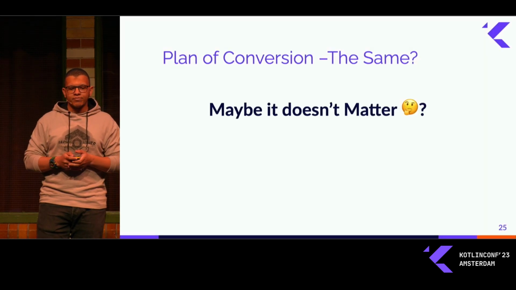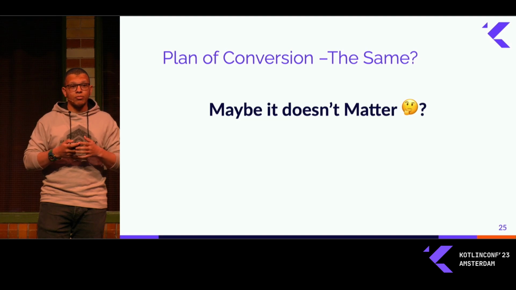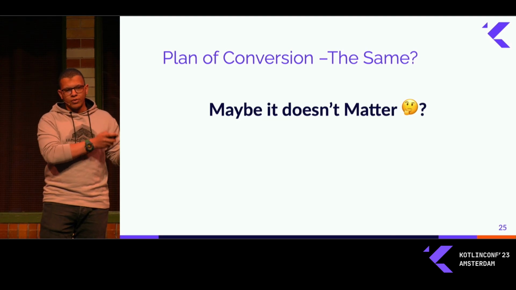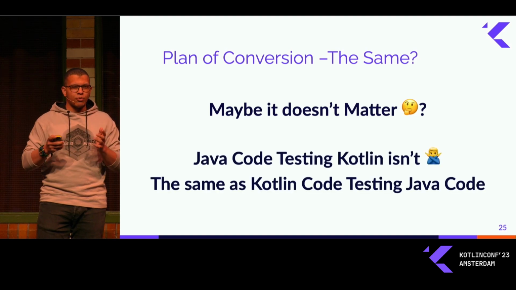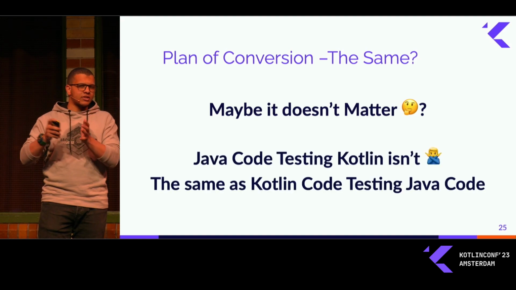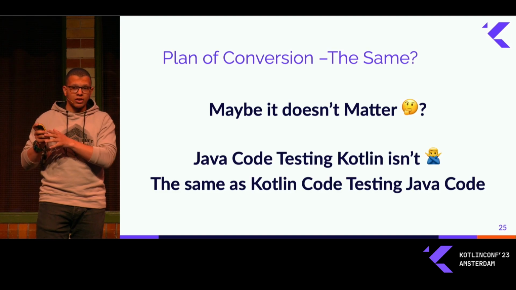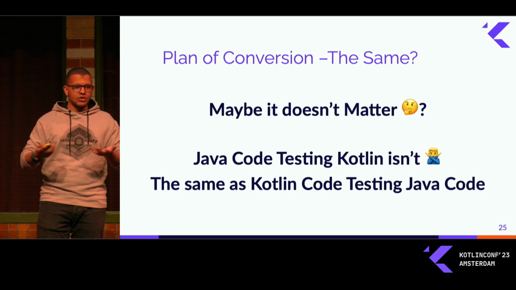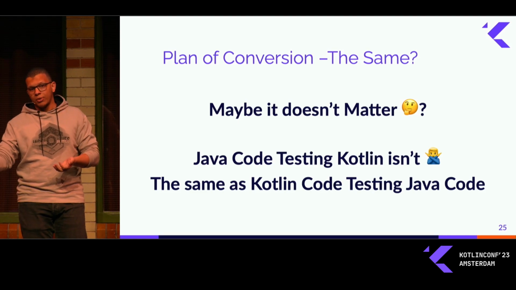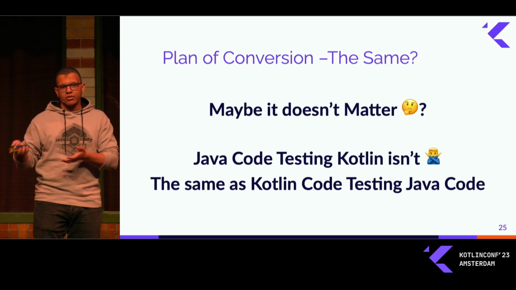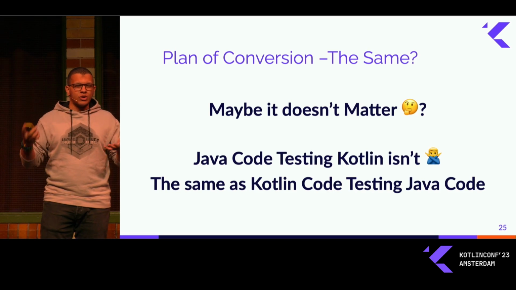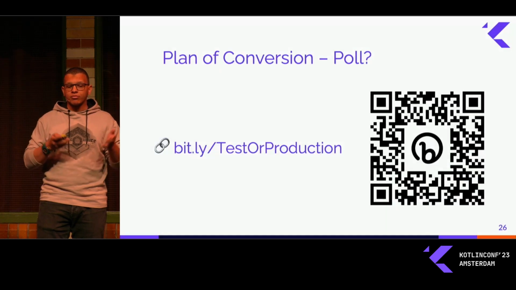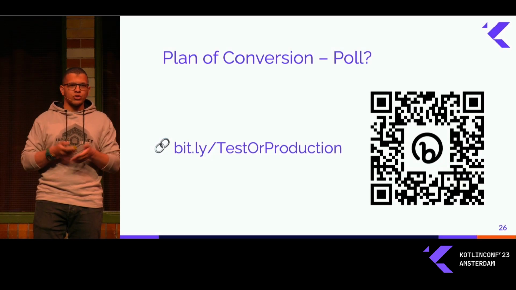So for that sake, maybe it doesn't matter, I don't know, maybe you can start with the production code, convert it first to Kotlin, and then move to the test. But for me, Java code testing Kotlin code isn't the same as Kotlin code testing Java code, because sometimes you do have variability in the features. For example, you have checked exceptions here, from there you don't have them. You have the null enforcement here, from there you don't have it. So it's kind of different, right? So the strategy matters a lot.